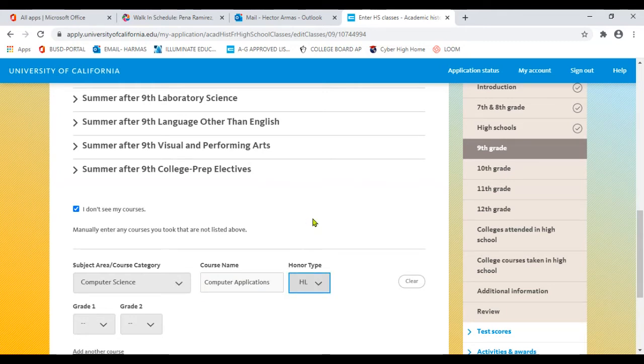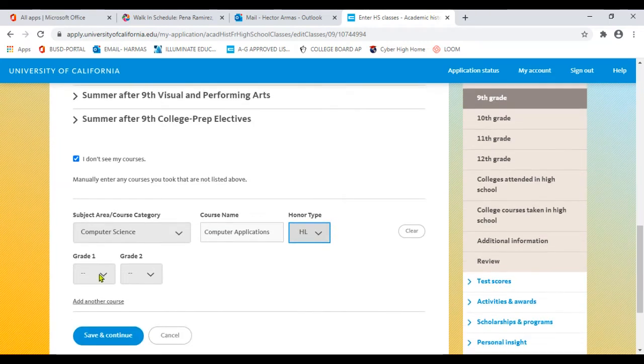HL means honors level. And then what grade did I get? I was a very good student in that class. I got an A and I got an A. So that's how you would add a class if you don't see it in your drop-down windows when you click on every subject there. So I hit save and continue.